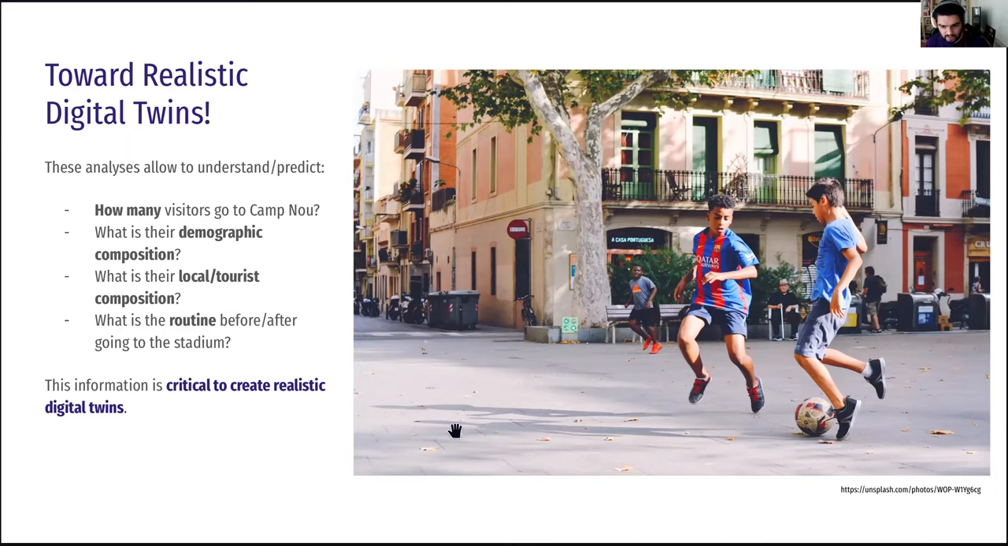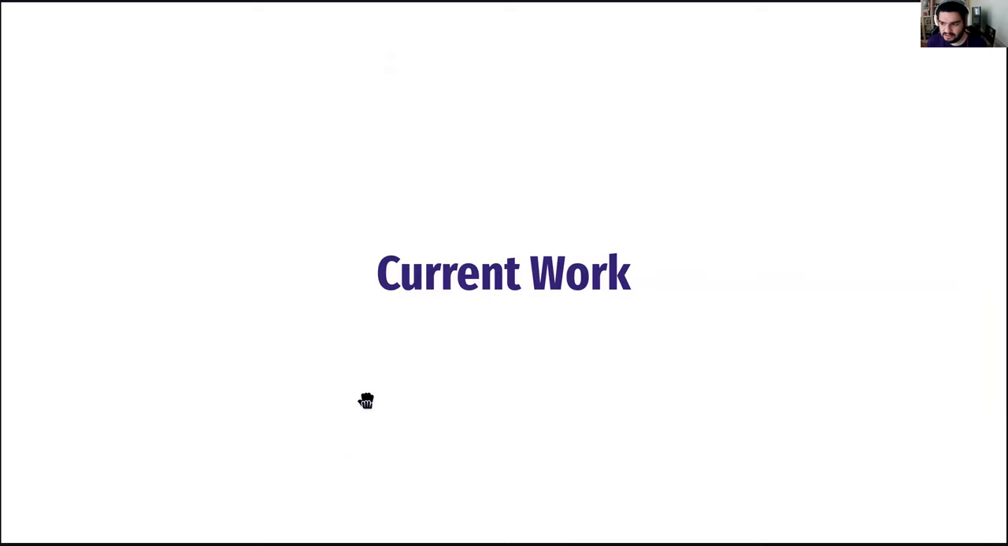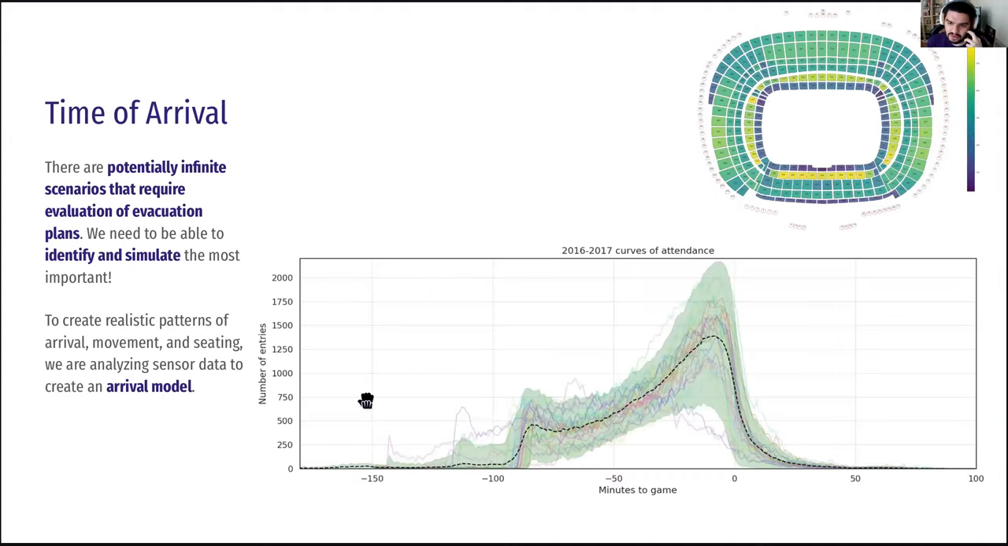So if we want to create all these realistic digital twins, we need to do this kind of analysis. So it's not only agent-based simulation, but it's also data science. So what we are doing now is to understand how people arrive at the stadium, because people do not appear magically at their seats. And they also don't arrive together. So they arrive with a specific distribution in time, and this distribution changes according to the match.